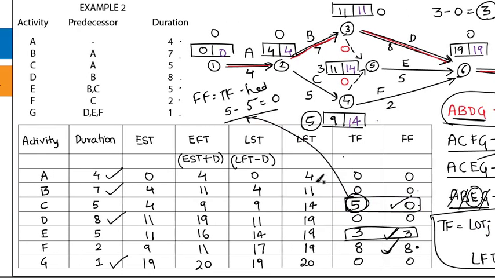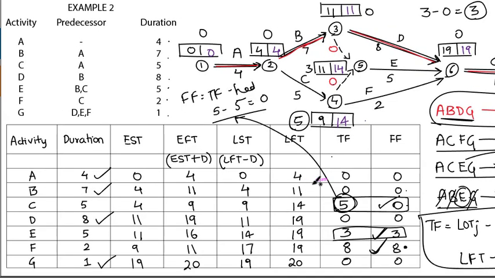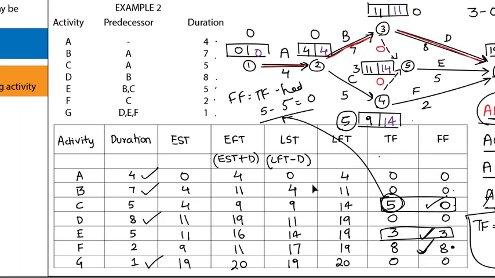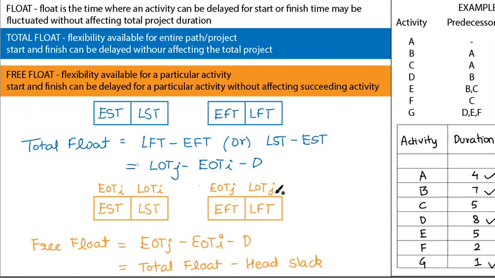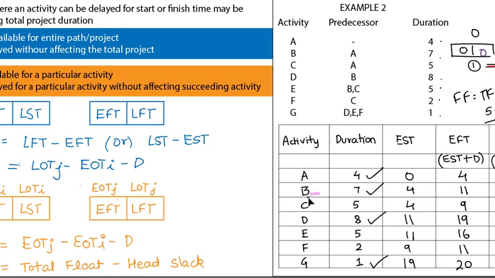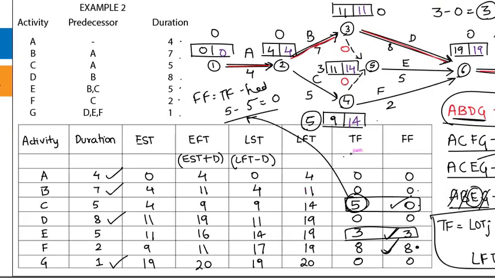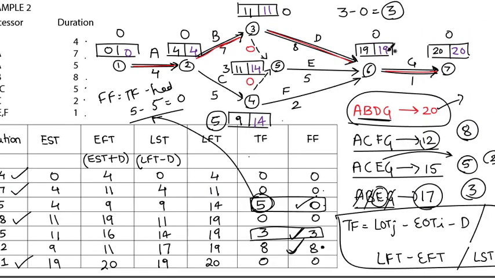So this is the method to find total float and free float for any given diagram. You can do this for any given diagram. These are the formulas, please note them down. Use different colors for solving a project network diagram, or it might make you very confused.